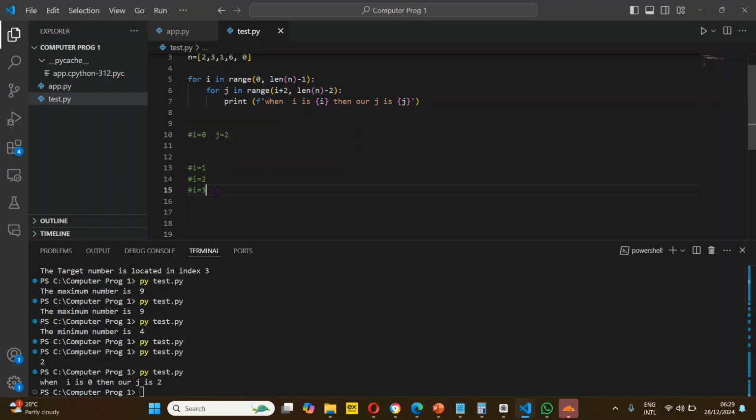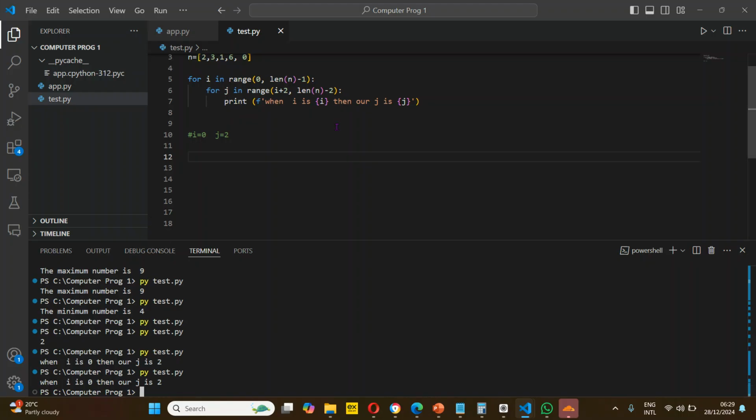So the answer still becomes, when i equals 0, j is equal to 2. That should still be the same. The answer remains the same, right? Now, that is how you need to analyze your code. So you can see that it's very simple. So when I give you something like this, you can be able to tell me the output.